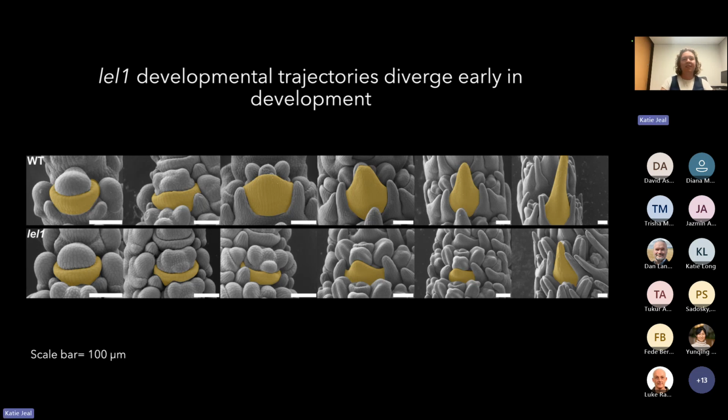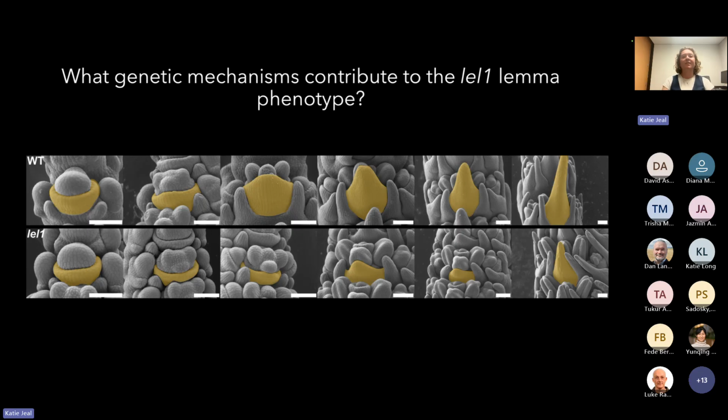From this, we then wanted to ask what are the genetic mechanisms that contribute to the leafy lemma phenotype. And so we carried out bulk RNA-seq analysis on 3 developmental stages. So an early stage where the developmental trajectories had not diverged yet, which is where pre-patterning mechanisms might be playing a role. A mid stage where the awns begin to initiate, and a late stage where we see this elongation in our wild type, but not in our mutant.